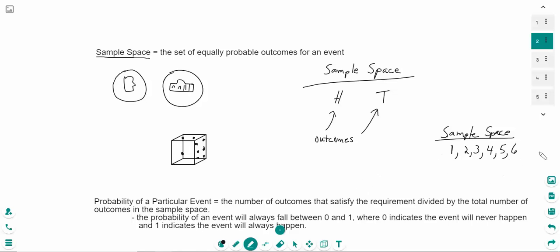So the sample space has a size, you could say, of 6. Here the sample space has a size of 2. All right, so the size of the sample space is totally going to depend upon the experiment. Okay? All right, so that is sample space.